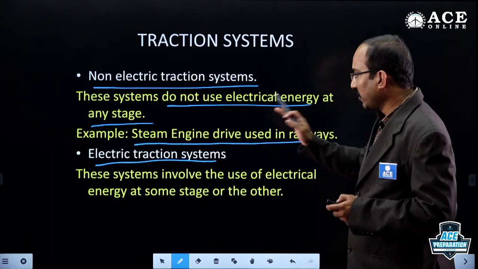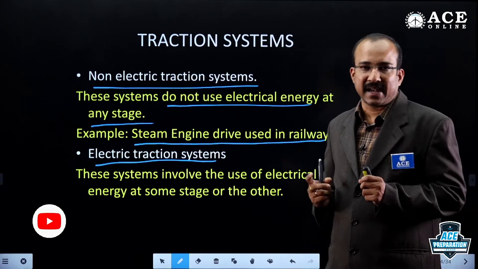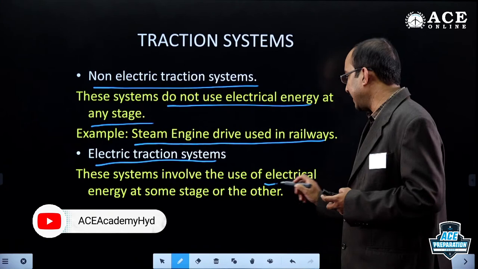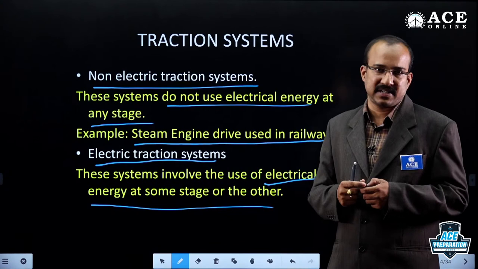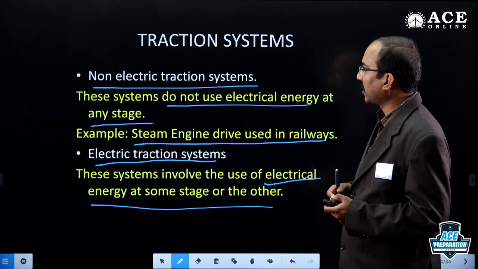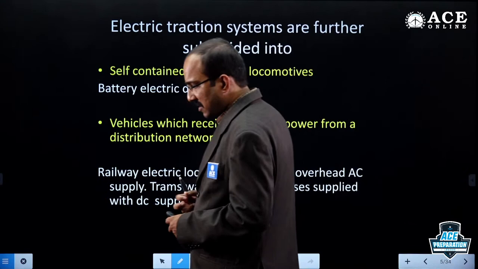Coming to the electric traction system, we will be using electrical energy at one stage or another. We may not use it at all stages, but at some stage or other. If we are using electrical energy, then we can call it an electric traction system. Now, these electric traction systems are again subdivided into two types.